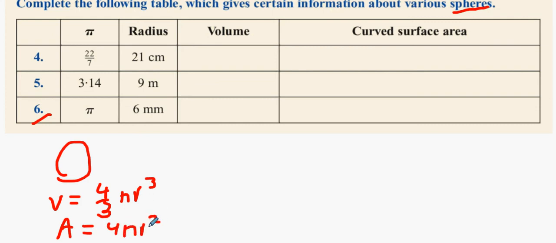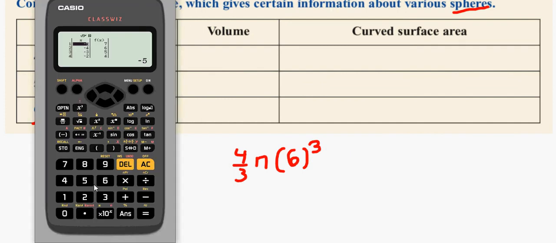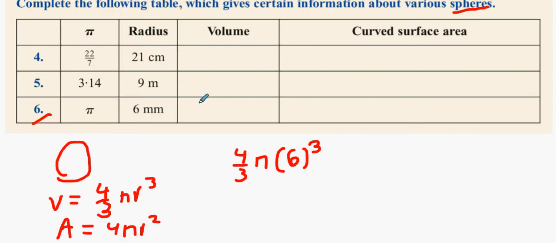Is that okay? Now, what we're going to do is 4 over 3 times pi times, what's the radius cubed? 6 cubed. Everybody see that? So it's going to be 4 over 3 pi times 6 to the power of 3, 288 pi. Is that okay? 288 pi. That's it in terms of pi, and it's millimeters cubed.